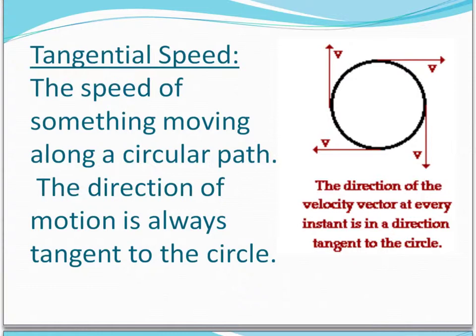Next we have what's known as tangential speed. The speed of something moving along a circular path, the direction of motion is always tangent to the circle. You see the circle we have here with the little lines coming off of it? Well, those little lines are kind of important. Those lines are the tangent lines. So if there is something rotating around, it would go off in that straight line path.